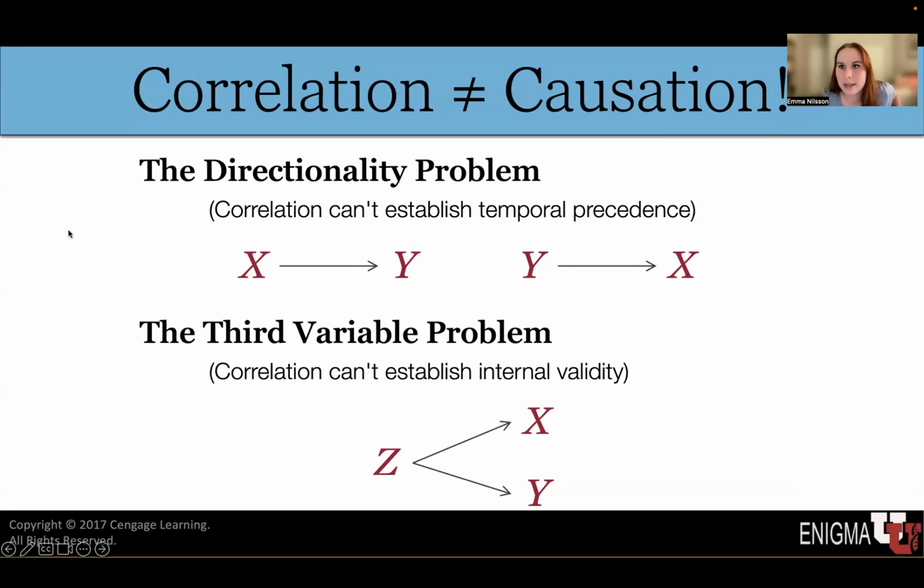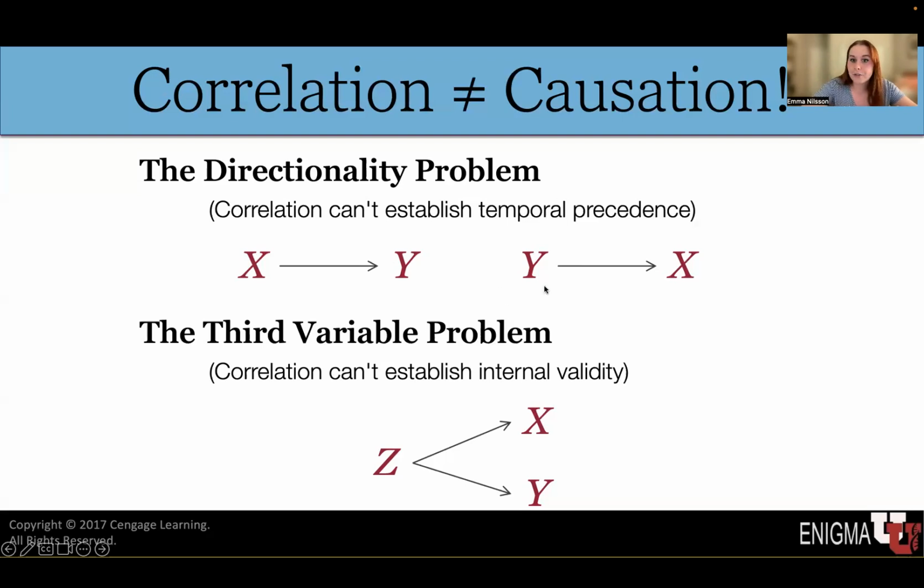Let's look at this with an example. Say that we're looking at the correlation between two variables. Let's say that it's absences during the school year and final grades. We could hypothesize that fewer absences cause higher final grades. There's a negative correlation there. And maybe that is the case, that fewer absences cause higher final grades, but it's unlikely, though possible, that the reverse is true.